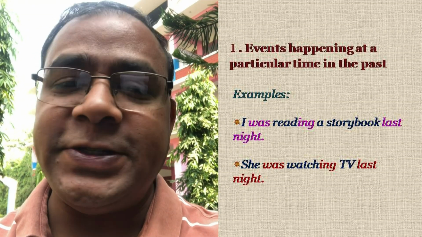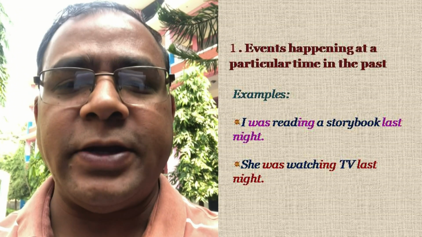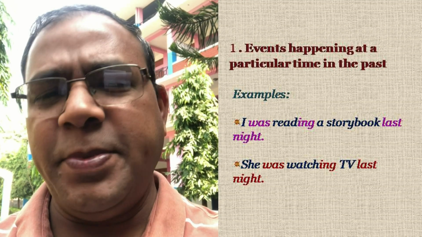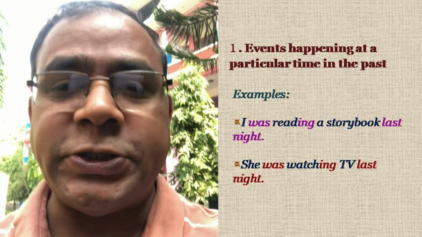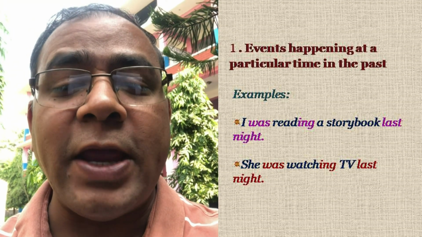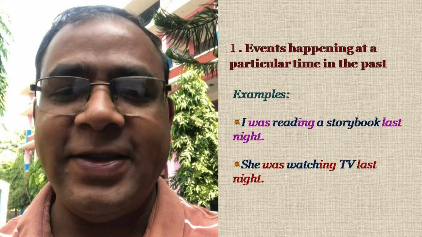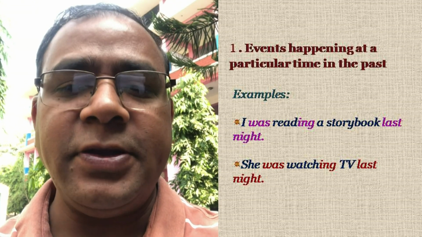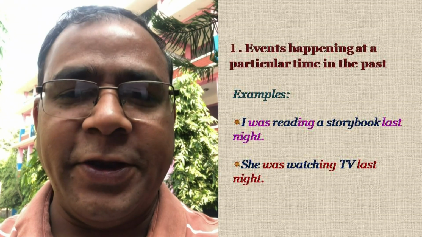She was watching TV last night. What was she watching? Maybe a TV serial or maybe a short film or some songs. She was watching, but for a particular period of time, maybe 1 hour or maybe half an hour. Okay? This is the first occasion where we use this past continuous tense.